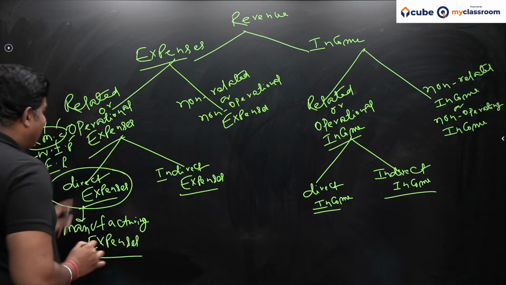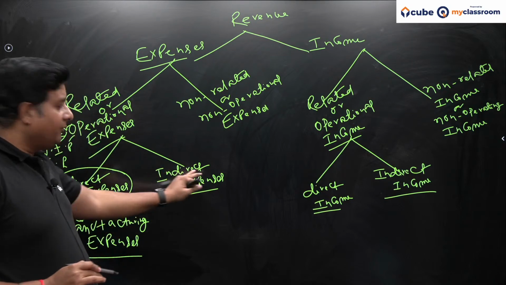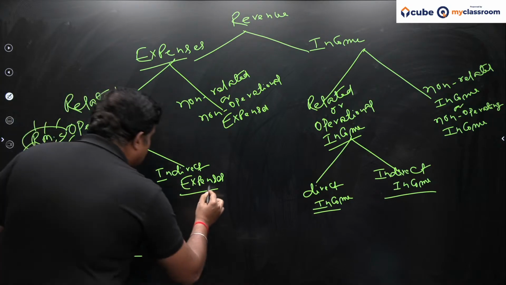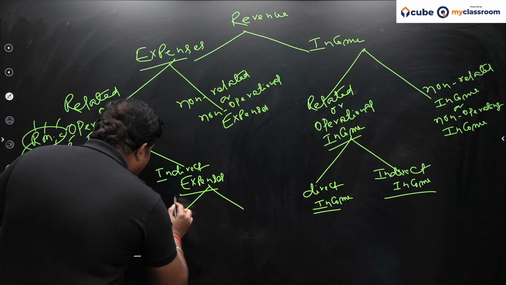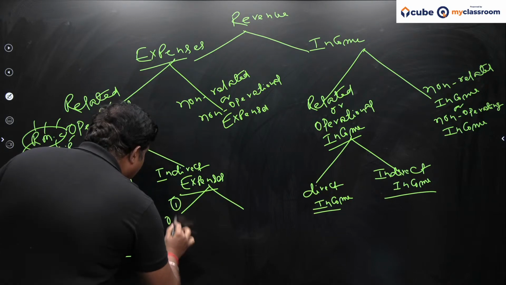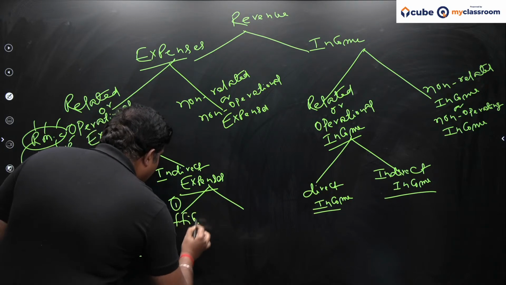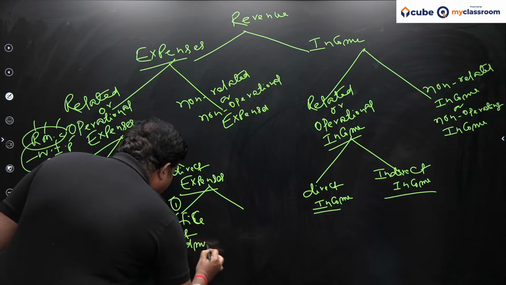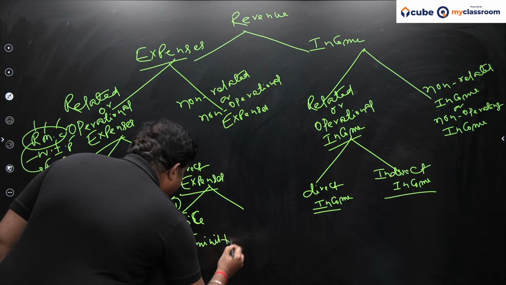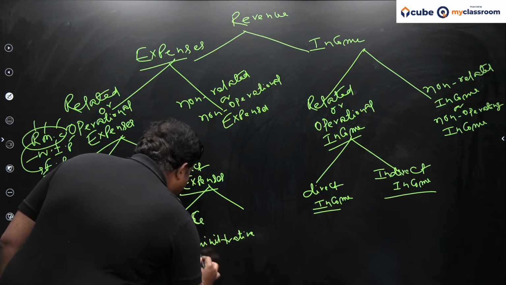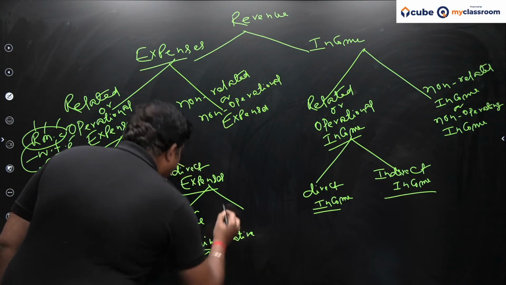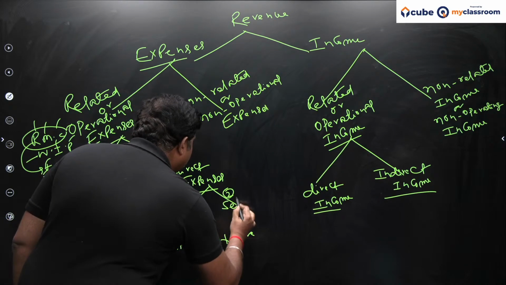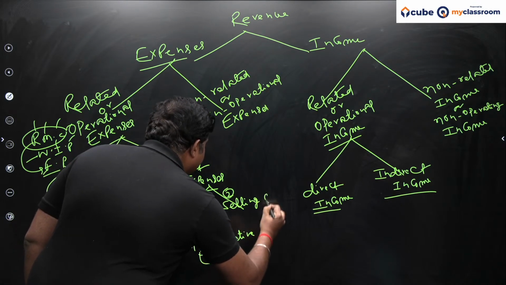Once the goods is manufactured, then indirect expenses comes into the picture. Now indirect expenses can again be classified into two categories. First one is which is related with office and administrative expenses. Office and administrative expenses. And second one is selling and distribution expenses.